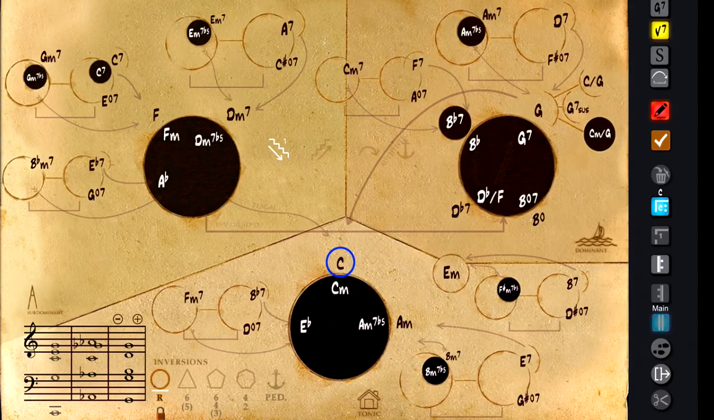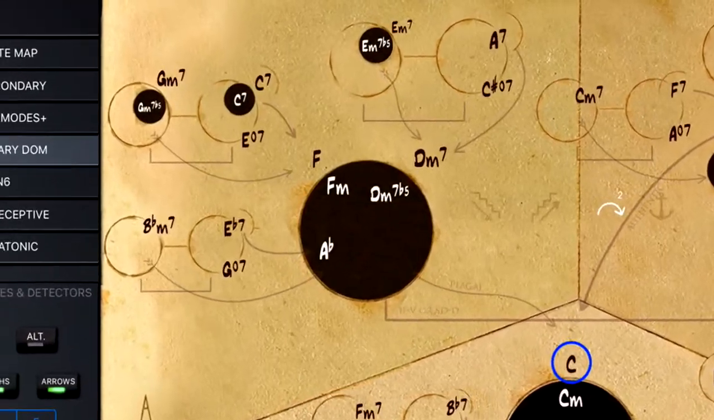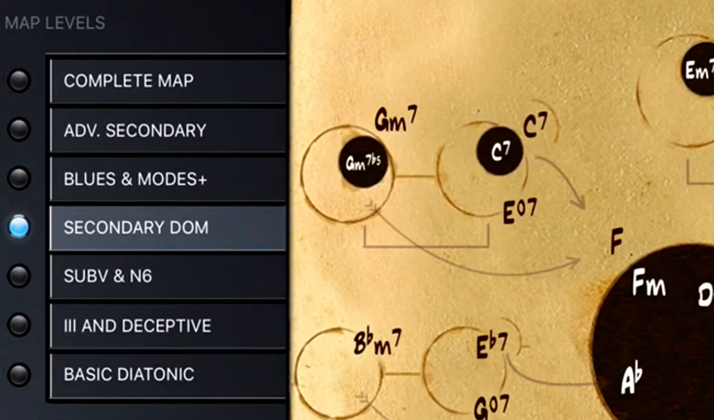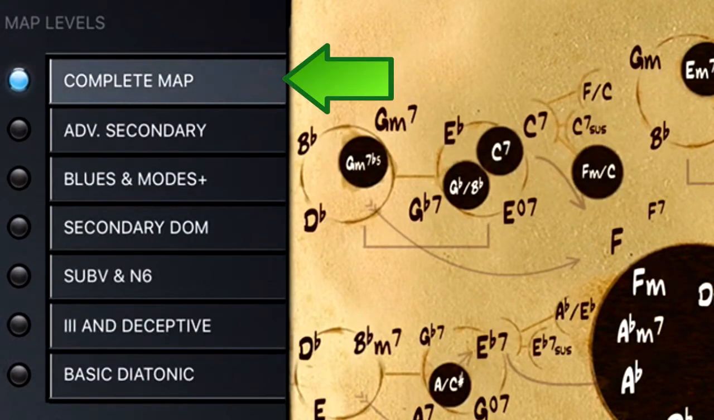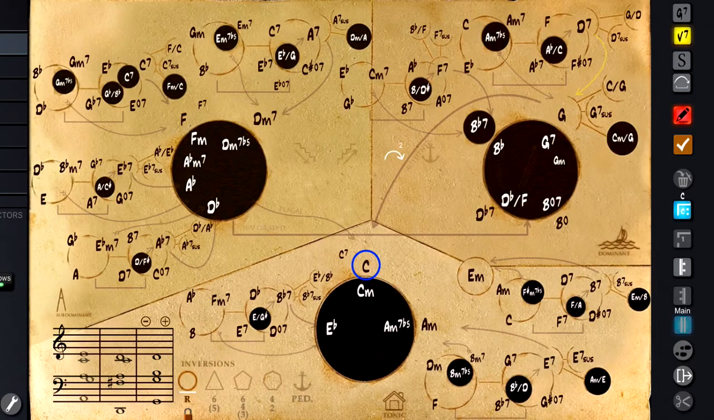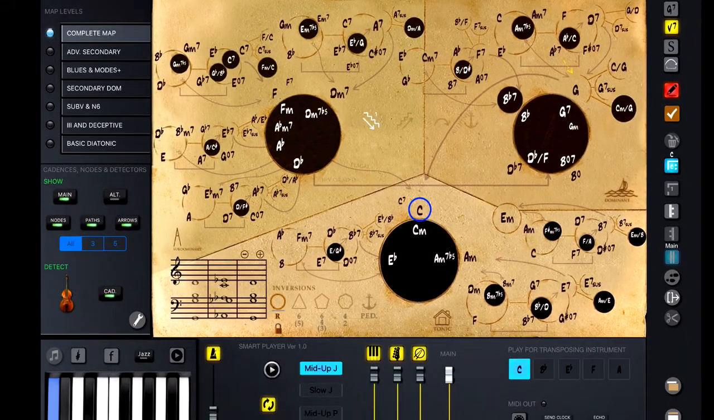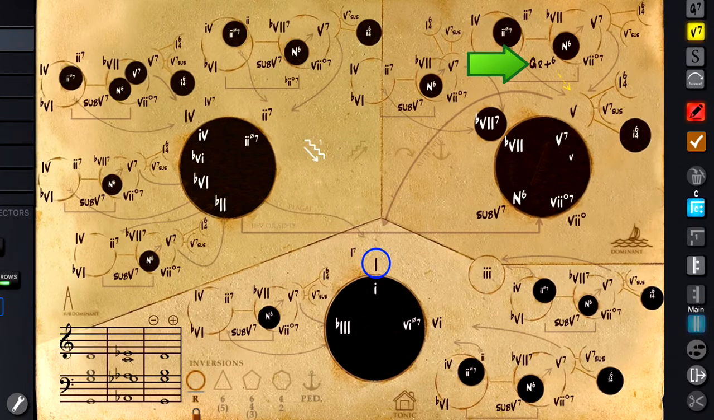Okay, so if you remember in our last video when we were talking about secondary dominants and their purpose and where they go, we were in this map and we were reviewing all our secondary dominants. In order to see the augmented sixth, we're going to have to jump all the way up to our complete version of the map, and there it is right there, wanting to go to the 5 of the key we're in. So let's actually change the view so we can see. There's the designation right there. German augmented sixth, GR plus sign sixth.